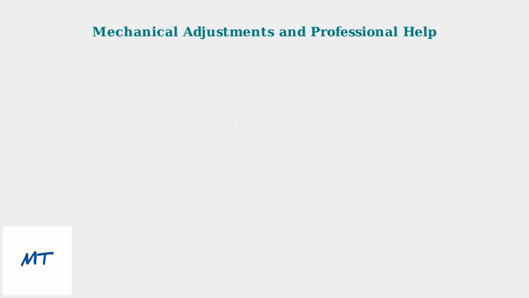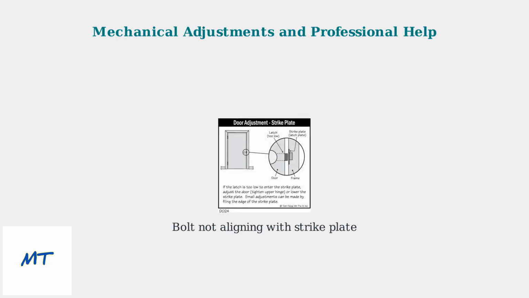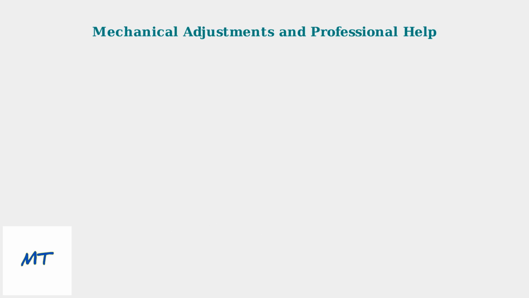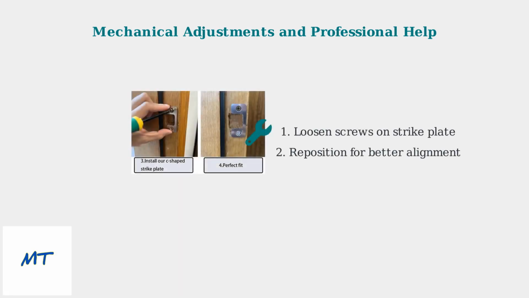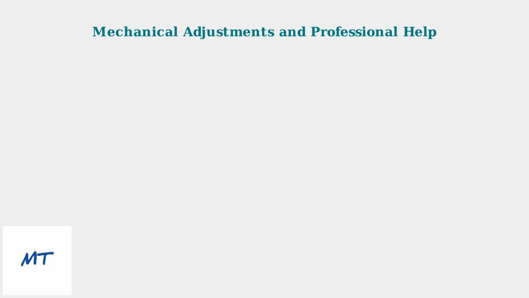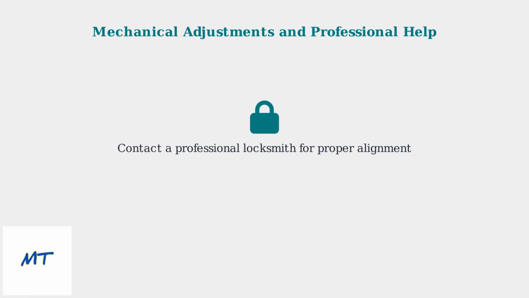If misalignment is the cause of your Schlage Encode sticking, you might need to adjust the strike plate. To adjust, loosen the screws on the strike plate and reposition it so the bolt engages smoothly. If the problem persists or you're uncomfortable making these adjustments, contact a professional locksmith. They can properly align the door and strike plate, ensuring smooth operation.